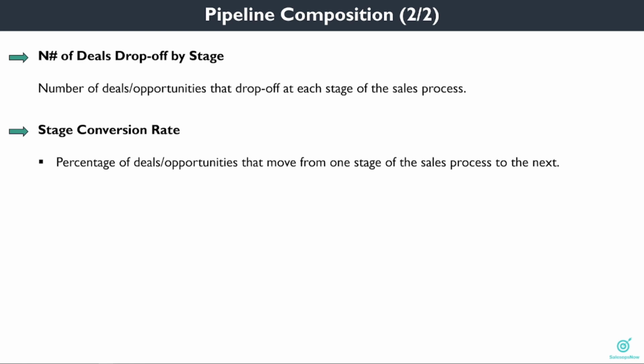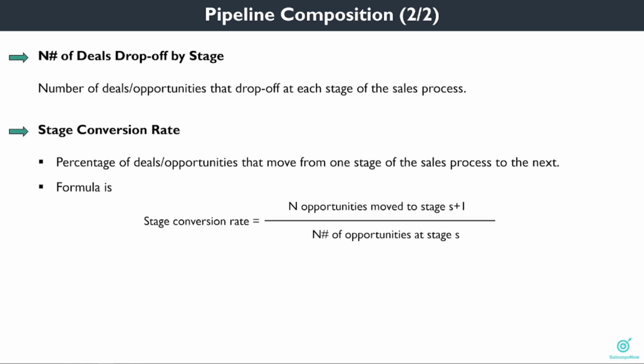Stage conversion rate. In addition to understanding deal drop-off by stage, it is also useful to measure the percentage of opportunities or deals that move from one stage to the next. This metric is called stage conversion rate. The formula to calculate stage conversion rate is the number of opportunities moved to the next stage, n plus 1, divided by the number of opportunities in stage n.